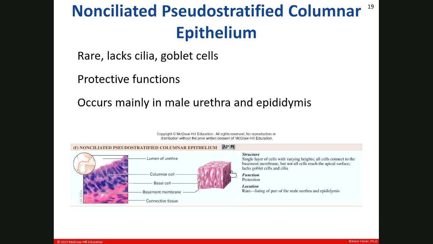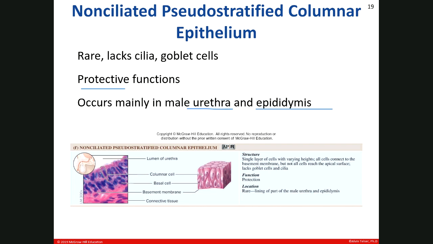All right, the other type of pseudostratified is the non-ciliated. This stuff is pretty rare. So it's got nothing, okay? It doesn't have cilia, and it doesn't have goblet cells. There's no point in having cilia if you don't have anything for it to move, all right? There's no goblet cells, okay? So its main function is protection. Because it's rare, you're only going to find it in two places: the male urethra and the epididymis.